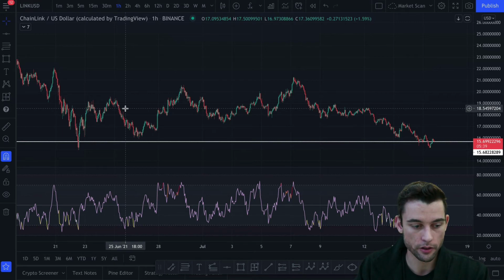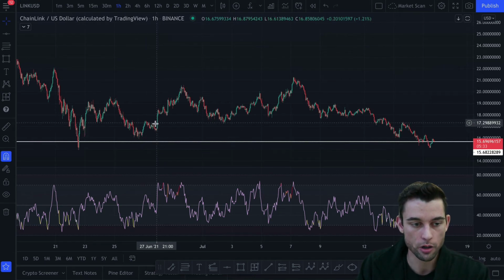Same thing for the oversold right here. It was oversold, so you would have started it right here, and then your safety order would have come up right here, and you would have sold it somewhere around here.